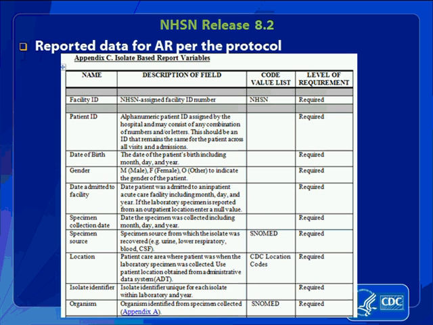I have this screenshot. This is actually in the protocol, but it gives a good view of the fields that are included in your CDA, or that you're reporting. Most of these look very familiar to you: ID, patient ID, birth, gender, date admitted to facility, specimen collection date, which, like the lab ID, equals your event date, location. This does include the isolate identifier, which is the isolate identifier for the laboratory, and then the organism.